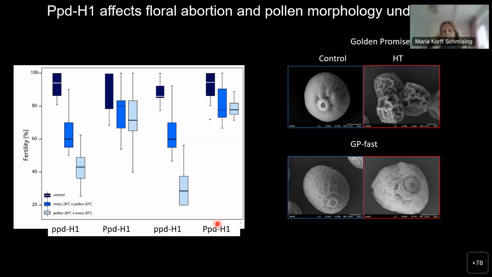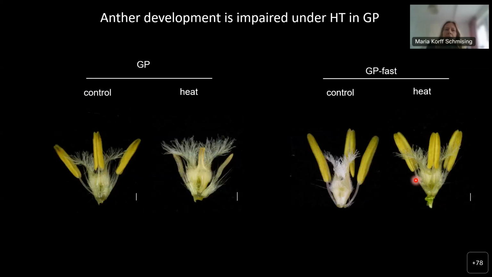And when we looked at pollen shape, what was interesting is that the pollen in Golden Promise under high ambient temperature condition often looked completely shriveled and emptied and was not viable based on Alexander staining, and that wasn't so much the case in Golden Promise Fast. What was also different was the anther development, which was clearly impaired in Golden Promise. So you see here the fertile anthers in yellow under control conditions, whereas they were much shorter and only pale and had very little pollen under high ambient temperature conditions. And that wasn't the case in Golden Promise Fast.